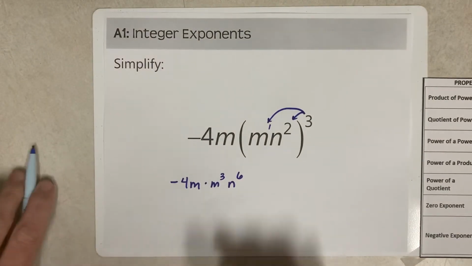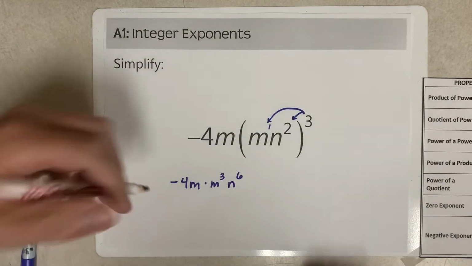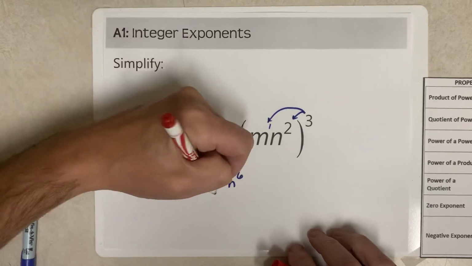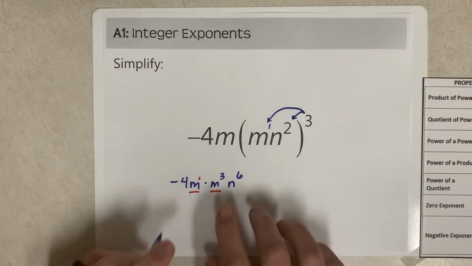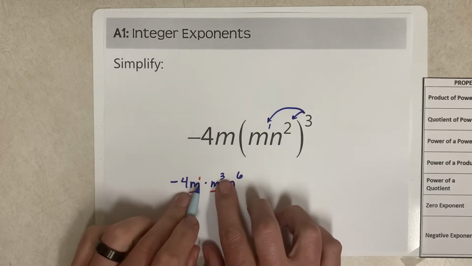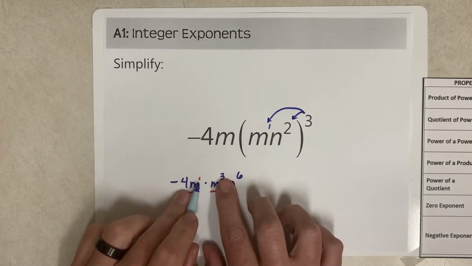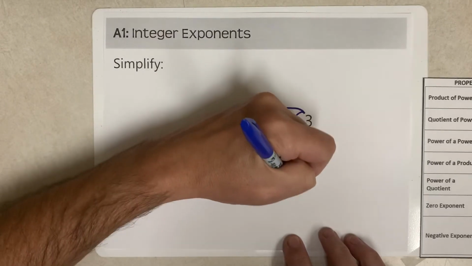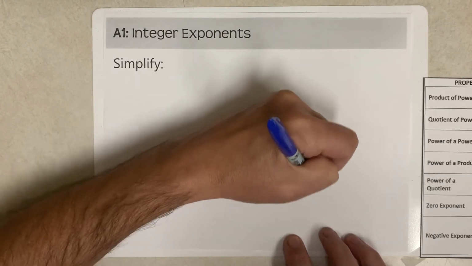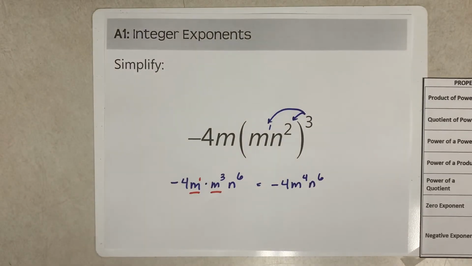Now I'm looking here, the only things I see that I can combine is this m to the first power and that m to the third power. And so if the bases are side by side, you add the exponents together, 3 and 1 make 4. So my final answer would be negative 4 m to the 4th n to the 6th. And that's all you can do with that.